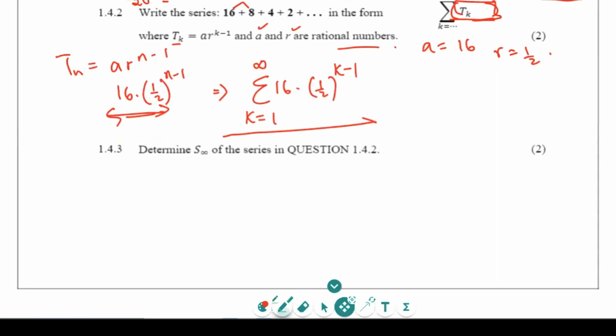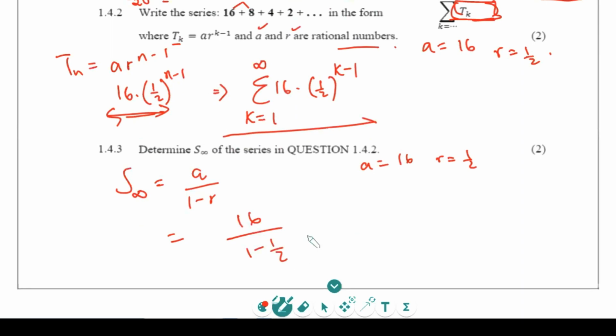Then in 1.4.3, they want us to determine the sum to infinity. So for the sum to infinity, we just need to know the formula, which is a over 1 minus r, where a is our first term and r is the common ratio. We still have them from the same question. So a is 16 and r is a half. Substituting, that is 16 over 1 minus a half, which will be 16 over a half. Put that in the calculator and we get 32. That becomes our sum to infinity.